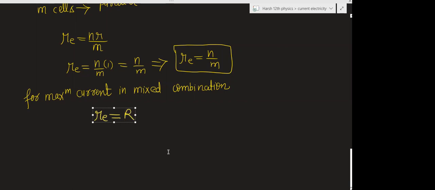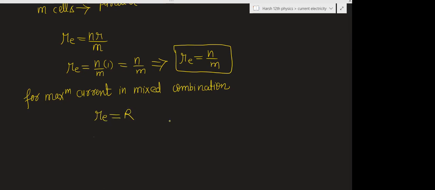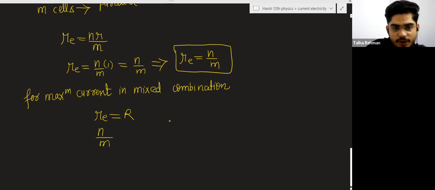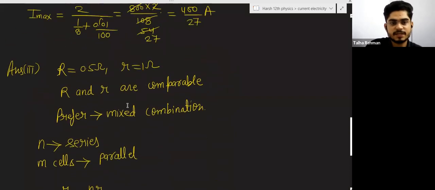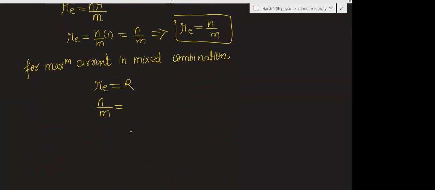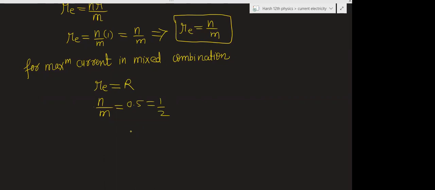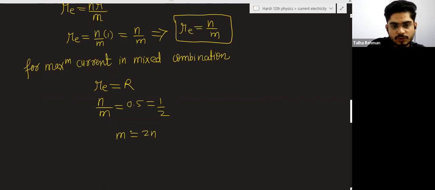Okay, fine. So we have already discussed that for maximum current in mixed combination, total internal resistance is equal to the external resistance. So what is R equivalent? It is n by m. What is the external resistance in this case? External resistance is 0.5, which means 1 by 2. So you can write m is equal to 2n. This is equation 1.